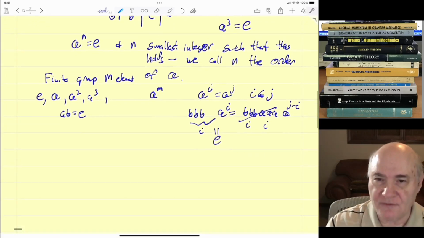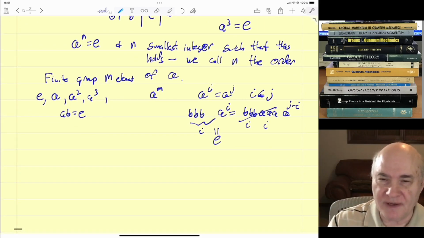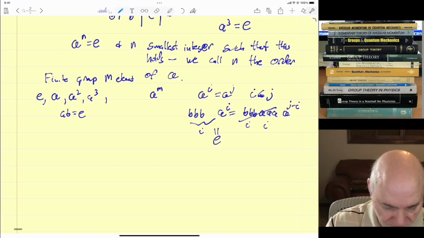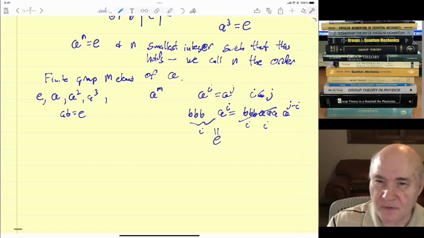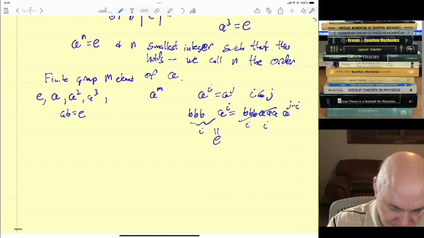So that's the order of an element, and we'll prove shortly Lagrange's theorem, which says basically that the order of any element in a group divides the number of elements in the group. So that's not a completely obvious statement, but it happens to be true. So for 3 elements, there's only one group. It's the cyclic group of order 3, and it's abelian. Now let's do order 4.